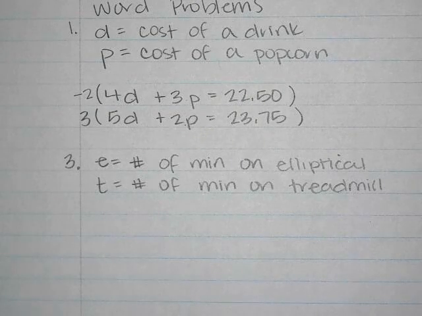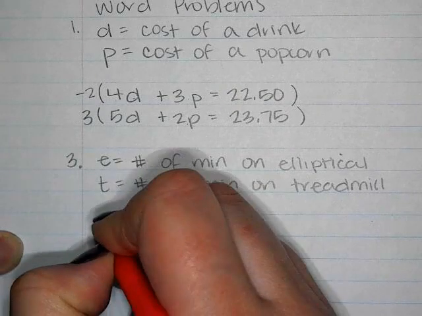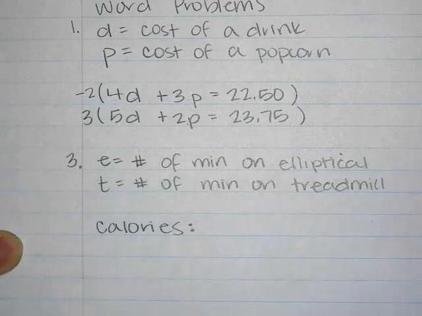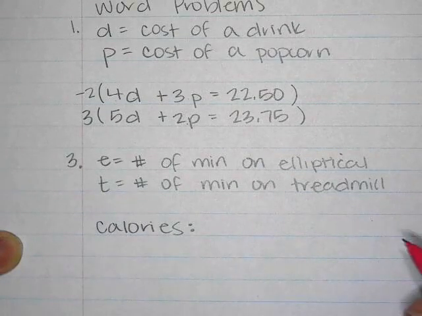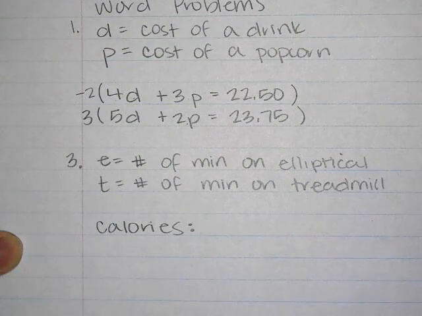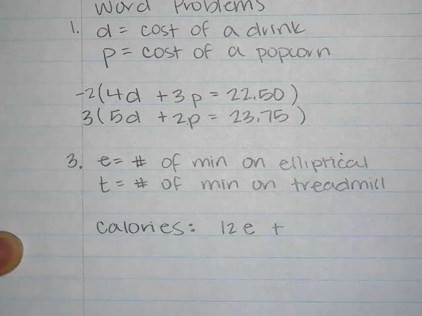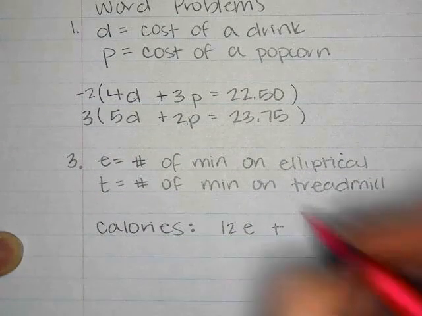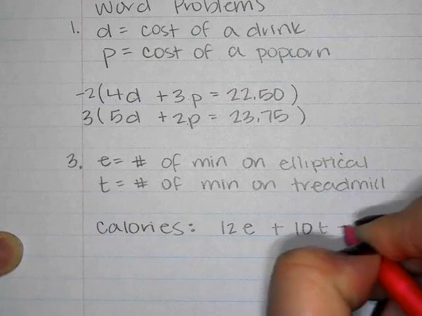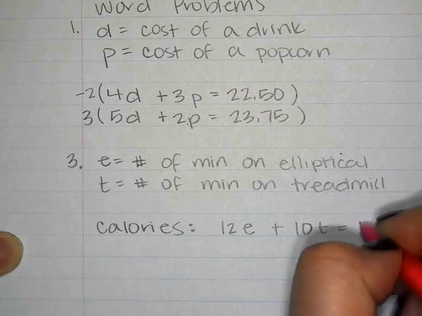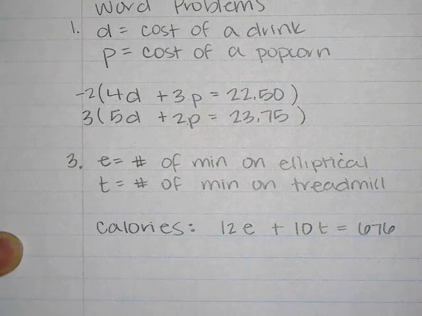So for my first equation, I'm going to talk about calories. How many calories do they burn per minute for the elliptical? 12. So I'm going to say 12 calories for each minute on the elliptical. What about the treadmill? 10 calories per minute on the treadmill, and then how many calories total should that be? 676. Okay, so that's the first set of information.